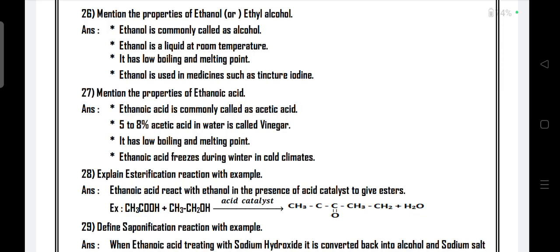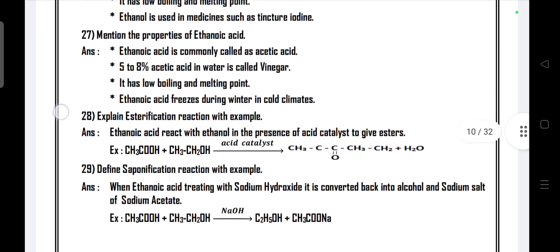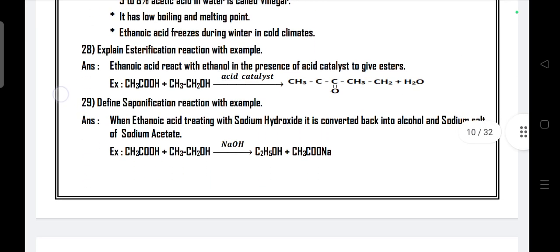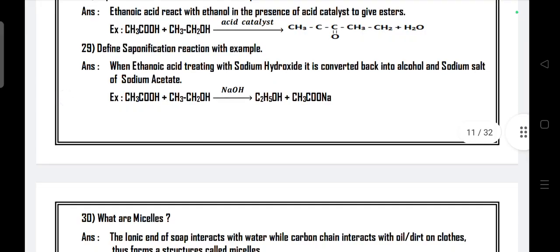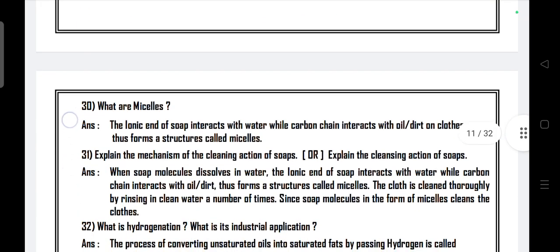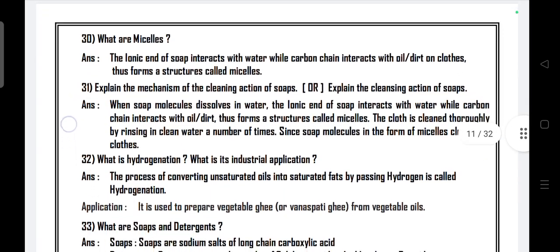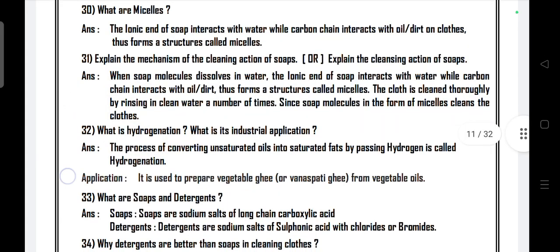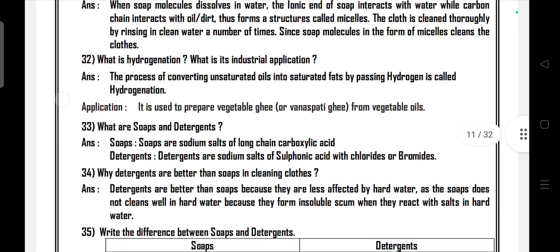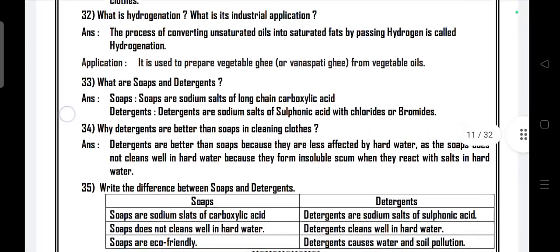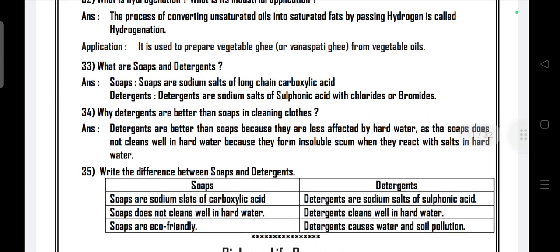If they ask to mention the properties of ethanol and ethanoic acid, you have to write this one. What is esterification? Define saponification. What are micelles? What is hydrogenation? What are soaps and detergents? If they ask for a definition, you have to write the same. If they ask to differentiate between soap and detergent, you have to write the same.